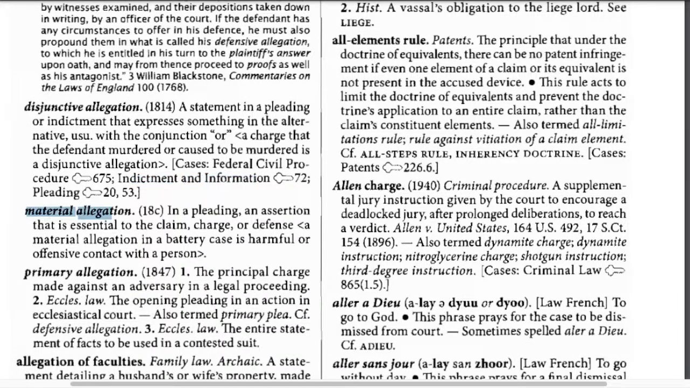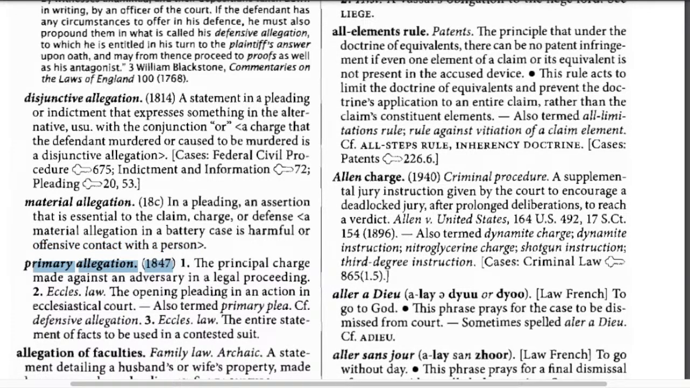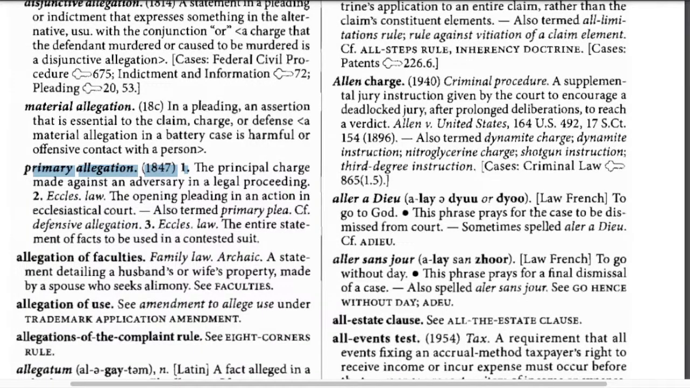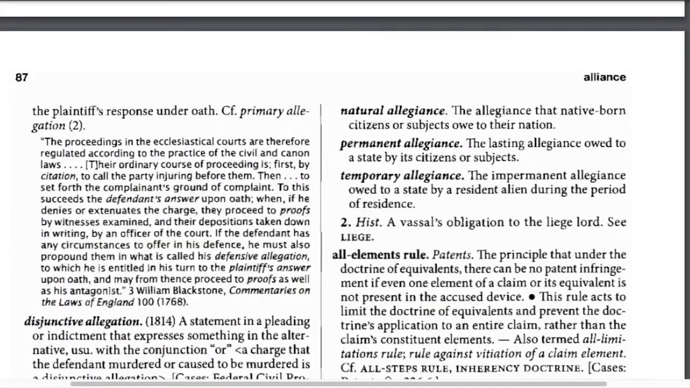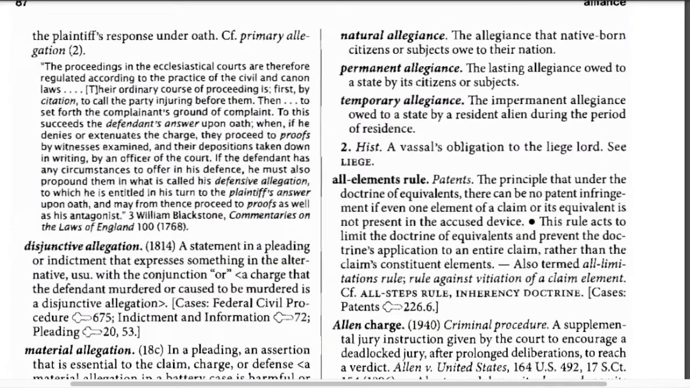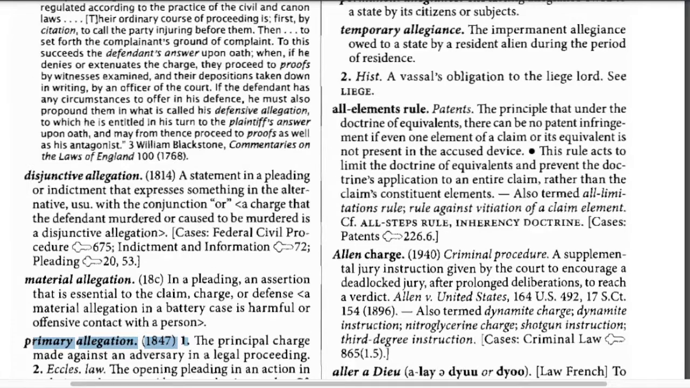Material allegation. 18th century. In a pleading, an assertion that is essential to the claim, charge, or defense. A material allegation in the battery case is harmful or offensive contact with a person. There's primary allegation, allegation of faculties. Let's see if there's anything else here. Those are some pretty good ones in here. We could go into more detail, but to keep things more in context, let's go on to the second word.